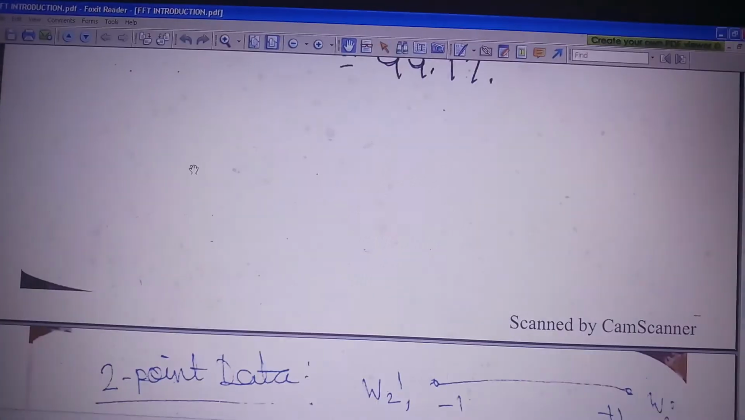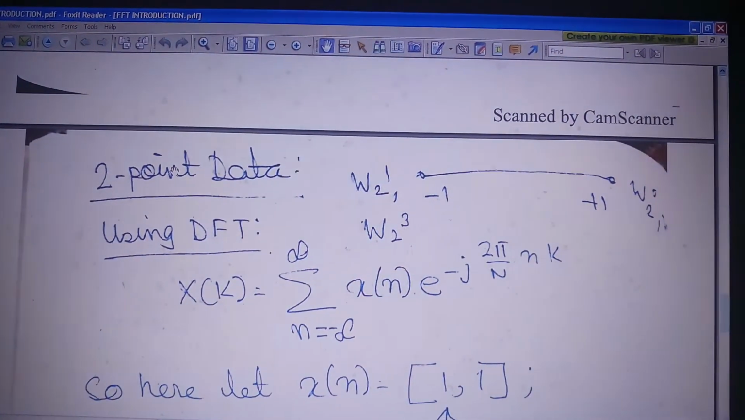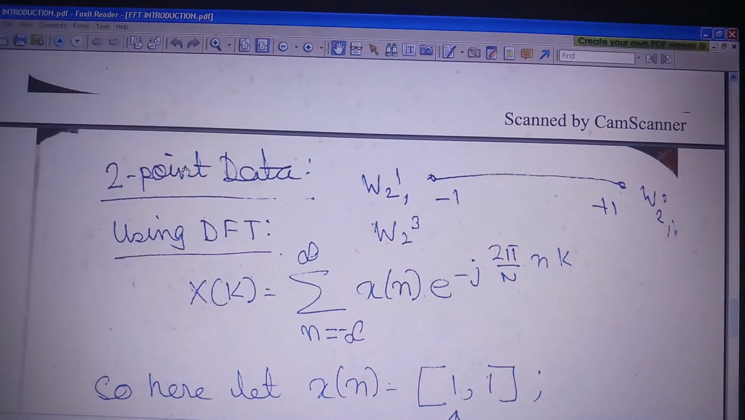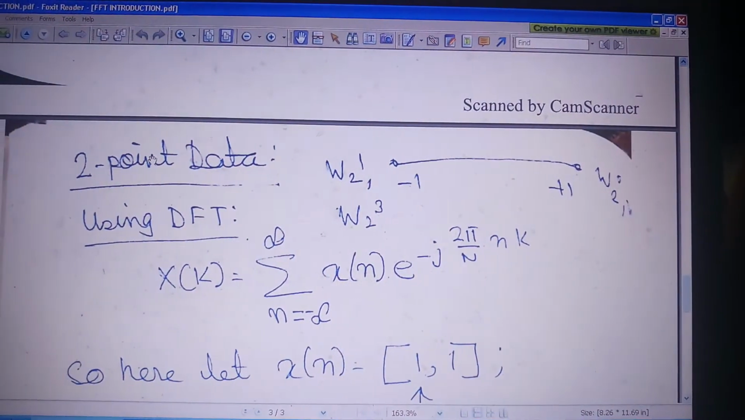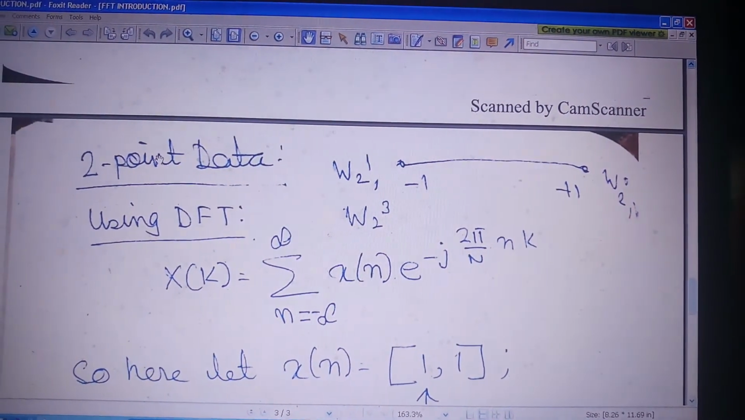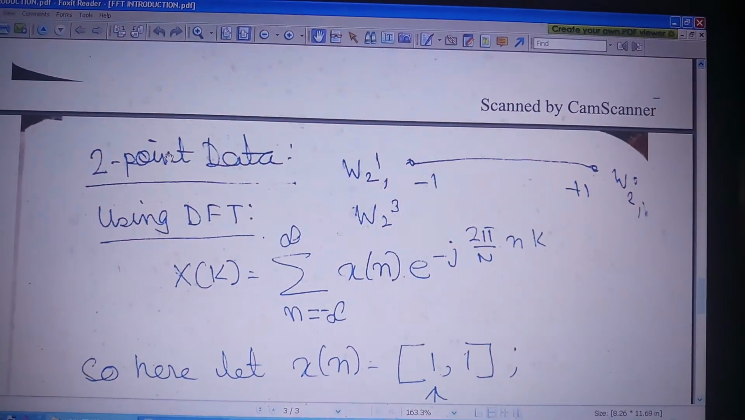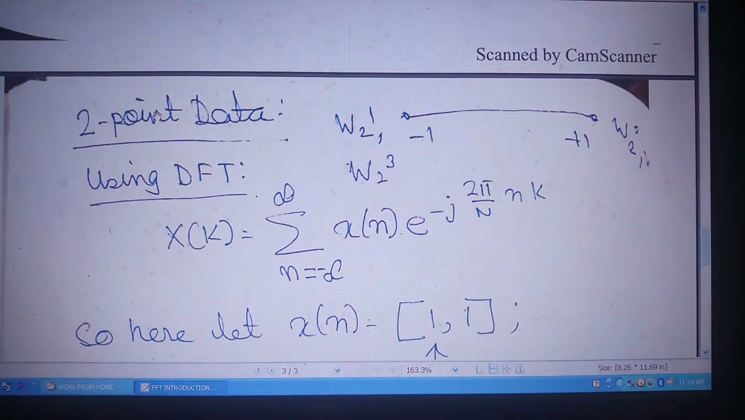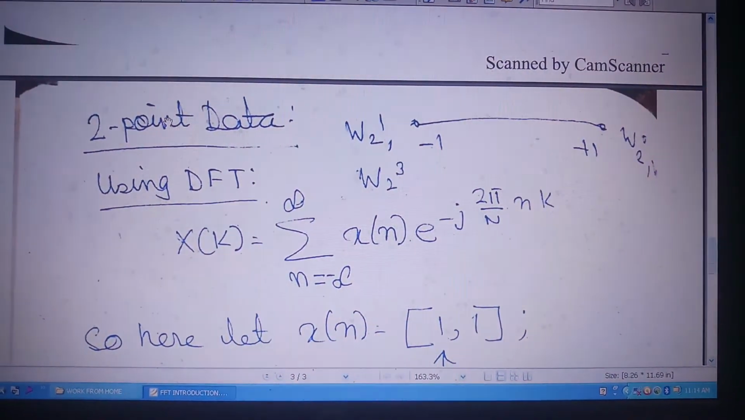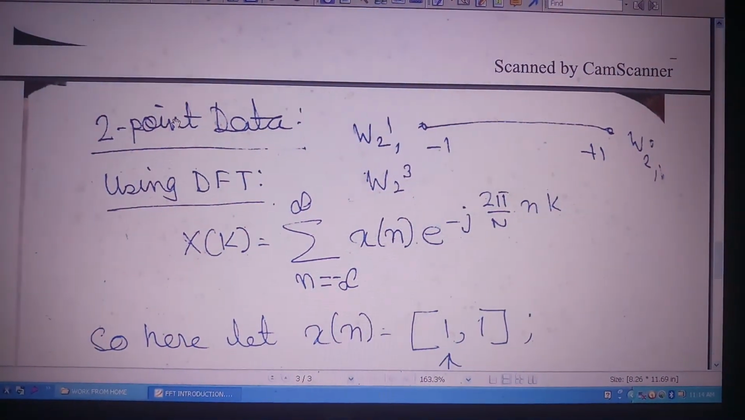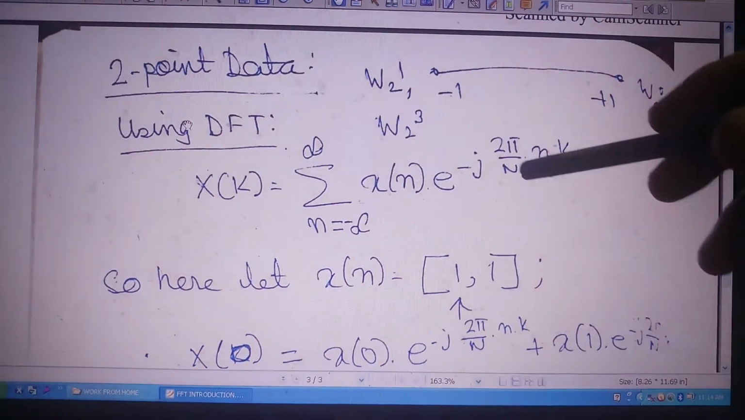So how do we solve such complex problems? Look, for DFT, first I draw the twiddle factor chart. Since I have taken a 2 point, you see that W20 is plus 1, W21 is minus 1, W22 will be plus 1, W23 will be minus 1, and this cycle will continue. I have already discussed how to calculate the twiddle factor in the previous lectures. So using DFT, the expression is given by this one.